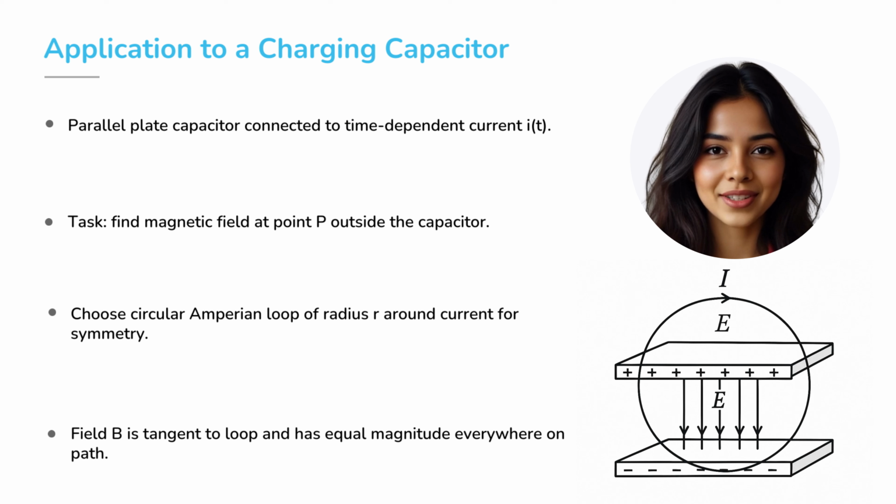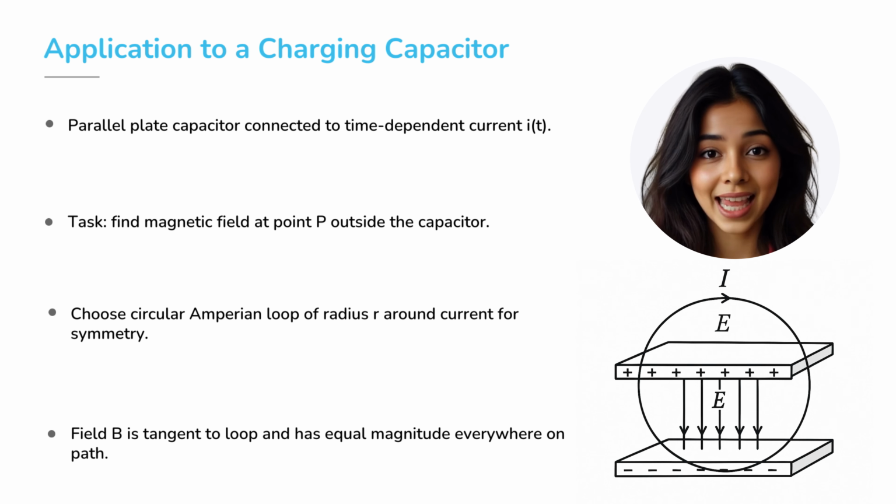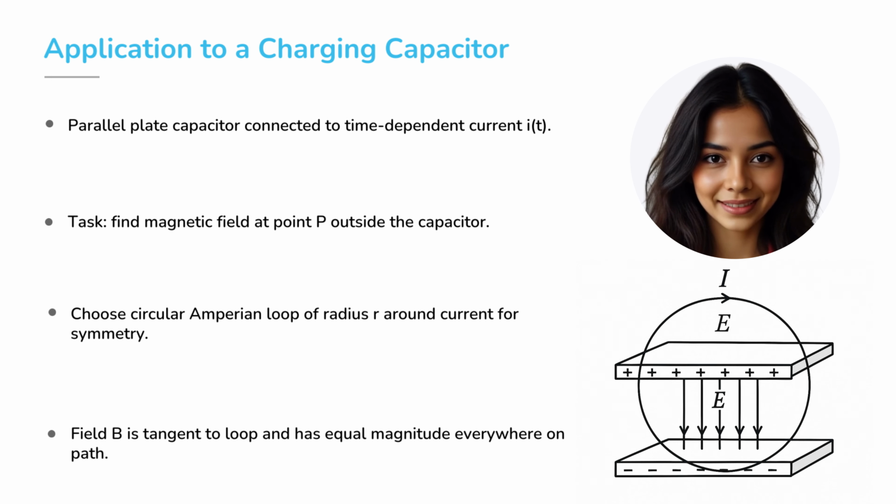Alright, let's test this on a parallel plate capacitor connected to a time-dependent current I of t. Suppose we want the magnetic field at a point P just outside the plates. To make life easier, we choose a circular Amperian loop of radius r around the current. Now, by symmetry, the magnetic field must be the same at every point along that circle and tangent to it. This is like tracing a hula hoop around the wire. Every spot on the hoop feels the same magnetic tug. Neat, right? So now we can apply Ampere's law and see what happens.